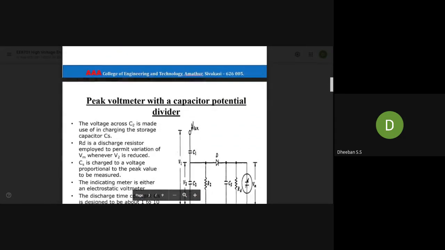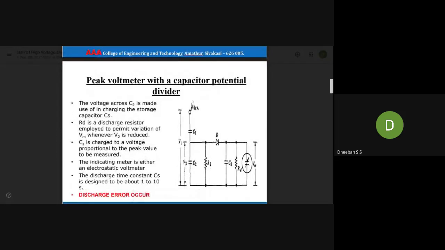Starting with the peak voltmeter with a capacitor potential divider. Before getting into this, you have to know about impulse voltage. So what is meant by impulse voltage and what are its characteristics? How are its characteristics defined? Mainly its characteristics are defined by its wave tail time and wave front time. Based upon these two parameters, the impulse voltage is defined. They are the two main characteristics of the impulse voltage.